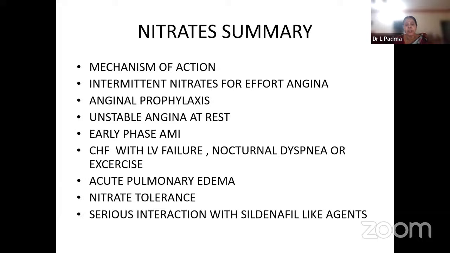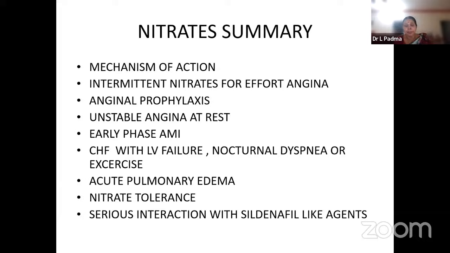Unstable angina, only at rest you can give. Don't give when it is a full-fledged thing. And early phases of acute myocardial infarction. And in case of chronic heart failure, we give nitrates with hydralazine whenever there is failure, nocturnal dyspnea, as well as exercise, because of good coronary flow.